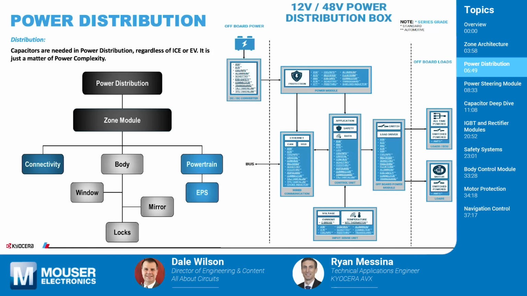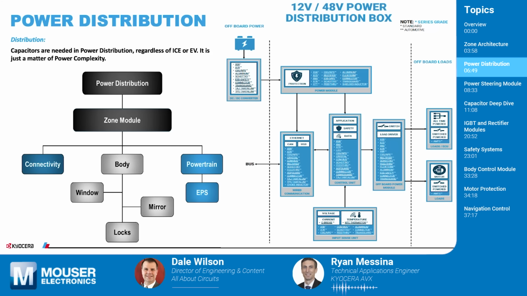And from what we can see in this slide, you have a very bare bones block diagram of the power distribution of one of these zone modules. It's just a low down dirty example. Real world examples are going to have a lot more going on, but this is something easy that you can look at and see what types of parts are going to be utilized in these areas.